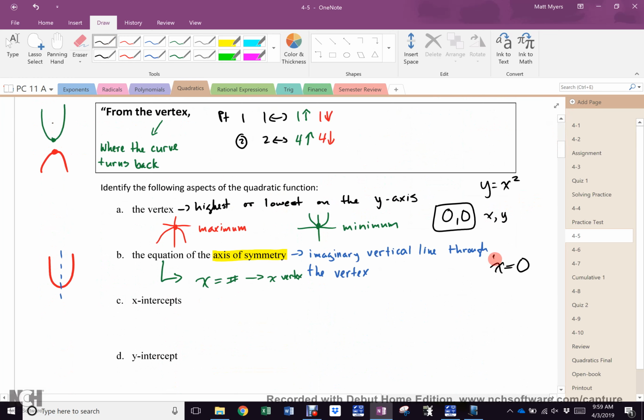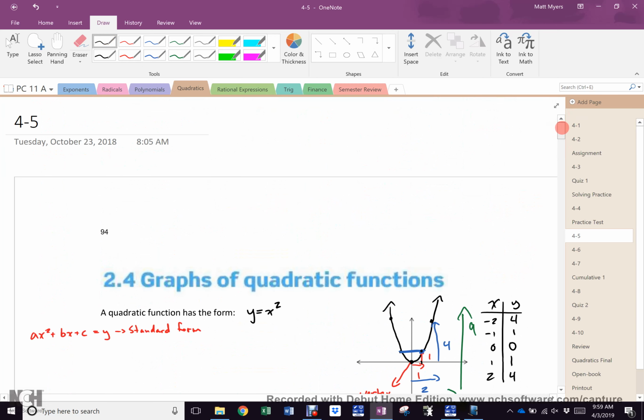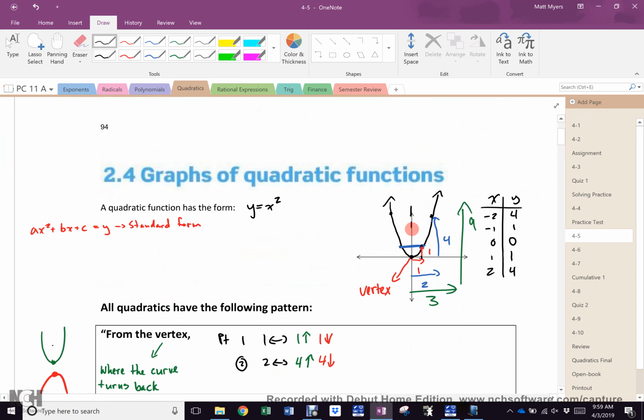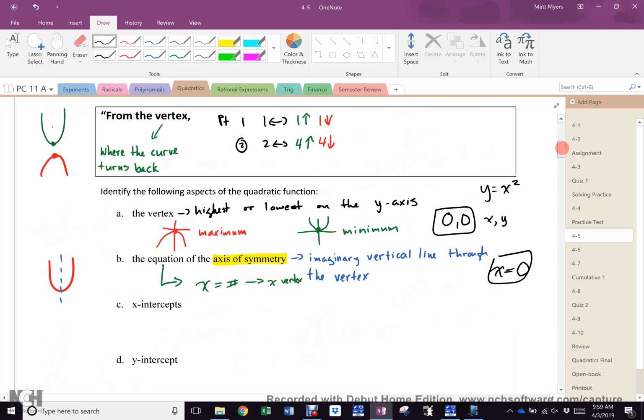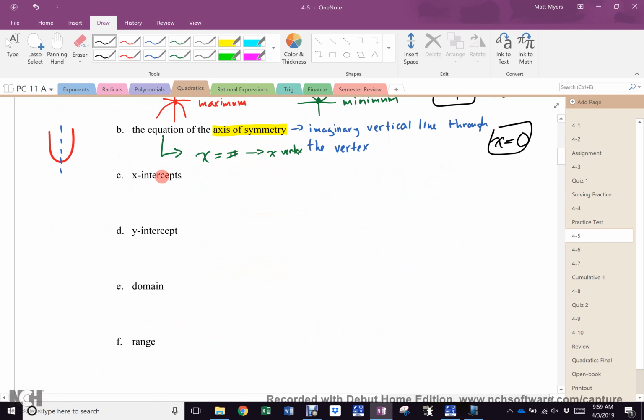And what do I mean by that? This line right here is the imaginary vertical line through the axis. And that line's value is x equals 0. Because for every point on that line, the x coordinate will be 0. Everybody with me? Also something from grade 9 and 10. X-intercepts. We know what those are from grade 9 and 10.